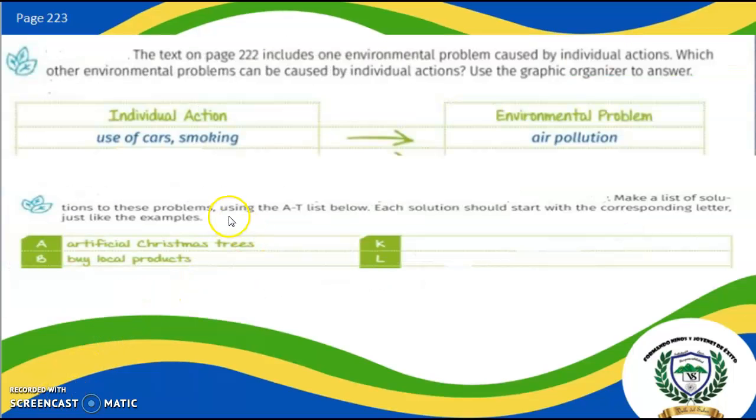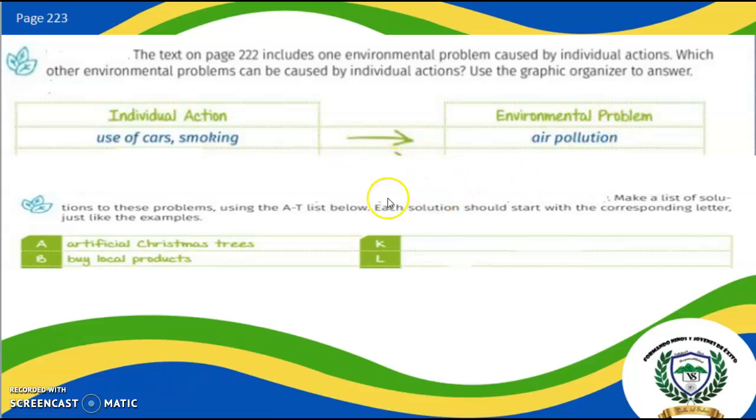On page 223, the text on page 222 includes one environmental problem caused by individual actions. Which other environmental problems can be caused by individual actions? Use the graphic organizer to answer. We have an example here: individual action, use of car and smoking, that cause environmental problem, air pollution.